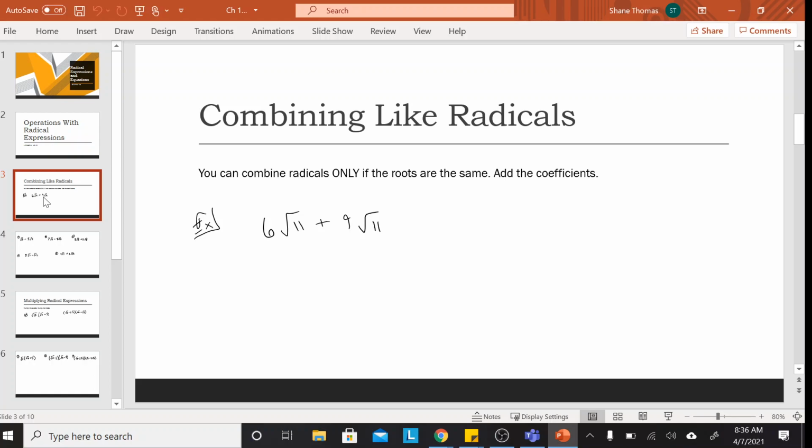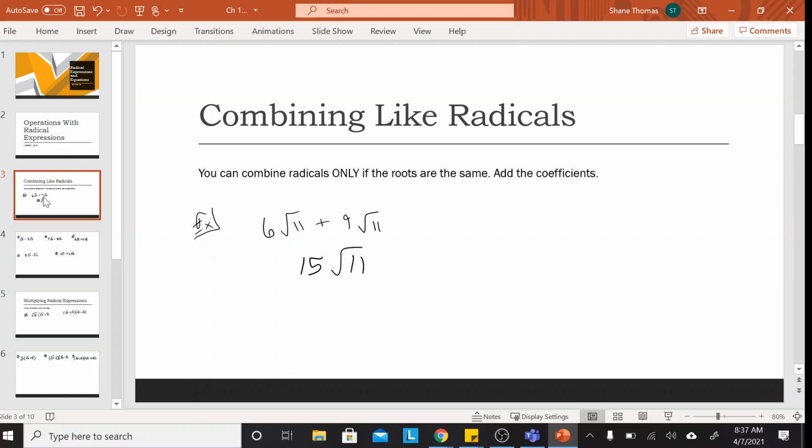So I have that example on the board. 6 root 11 plus 9 root 11. Is that root exactly the same? Yeah, it is. So you add the coefficients. What's it going to be when you add those together? How about 15? 15 root 11. Add 6 and 9 together, you get 15, and then the root 11 just tags along. Simple enough, right? We good if I move on? As long as your root's the same, you can add the coefficient out front.